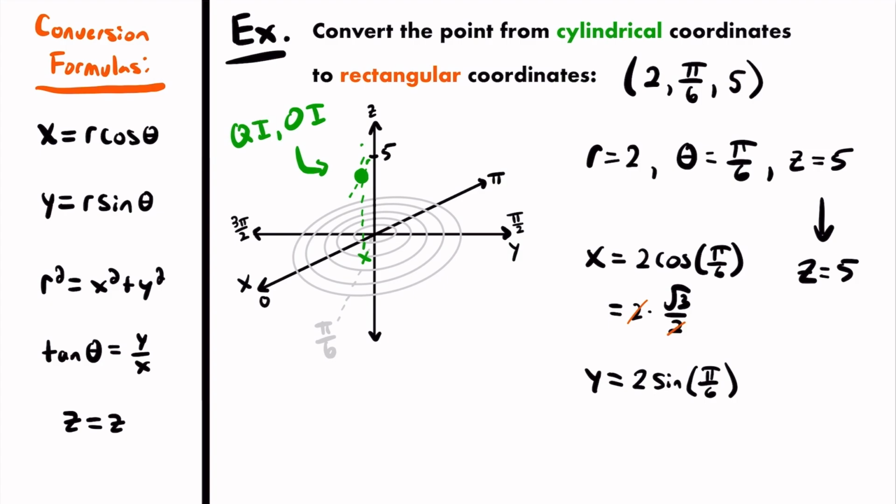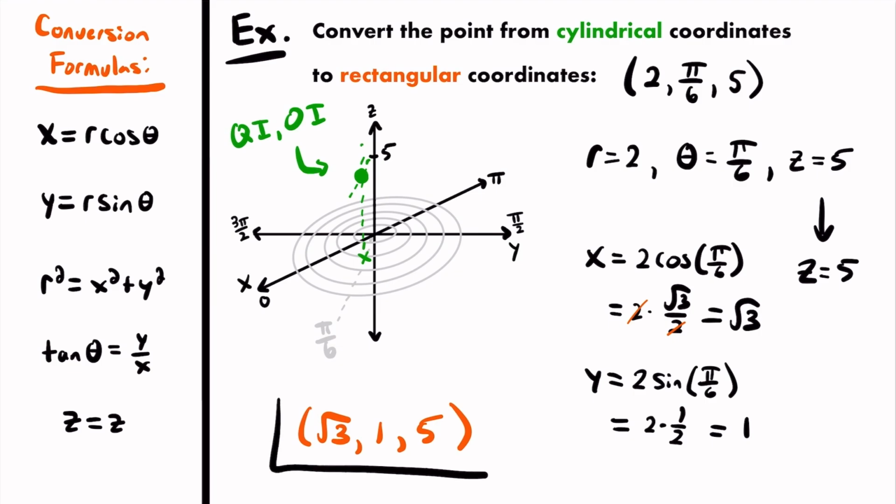Those 2's will cancel out. And so x is just going to be equal to the square root of 3. And then for y, sine of pi divided by 6 is 1/2. So you'll have 2 times 1/2, and 2 times 1/2 is equal to 1. So we now have our three coordinates. x is the square root of 3, y is 1, and z is 5. So altogether, our rectangular coordinates are the square root of 3, 1, 5. And that is the equivalent point in rectangular coordinates for these cylindrical coordinates. That will take us to the same exact point in a 3D coordinate system.